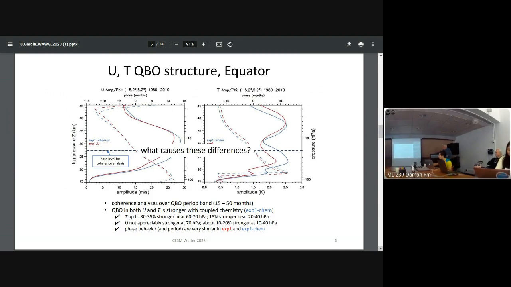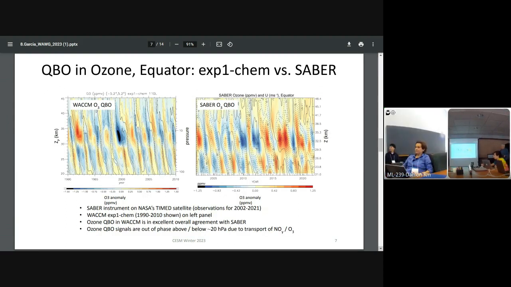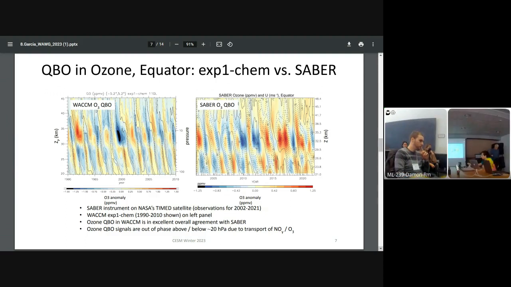So what's going on? What causes these differences? Well, the obvious culprit, of course, since one simulation has it and the other one does not, is ozone.